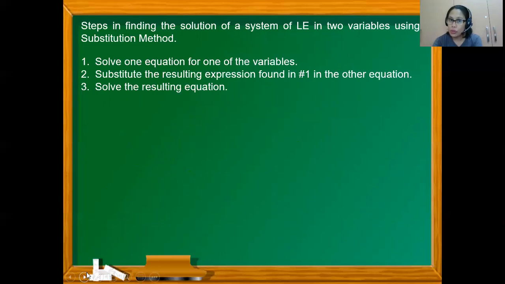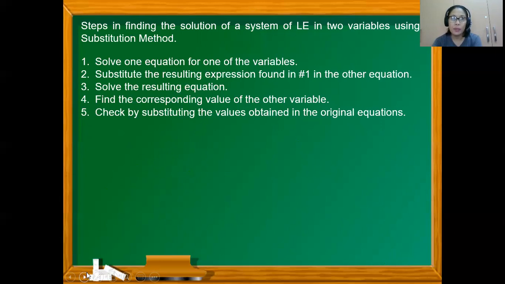And then we will solve for that resulting equation. As we solve for that equation, take note that we will come up with solving one variable now. And then we're going to find the corresponding value of the other variable. And the last thing, same thing with the elimination method, we will check by substituting the values obtained in the original equations.